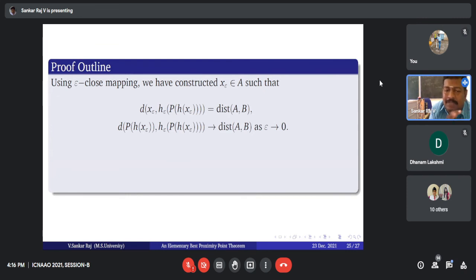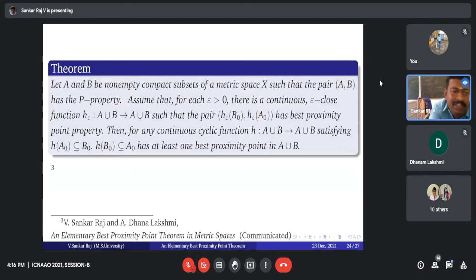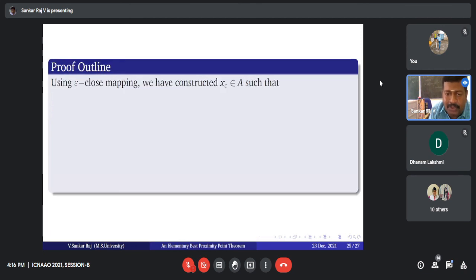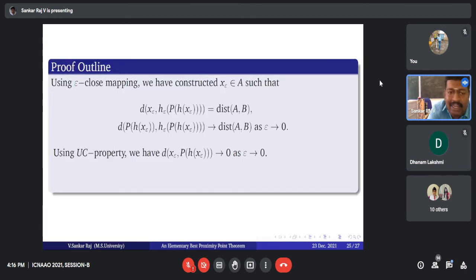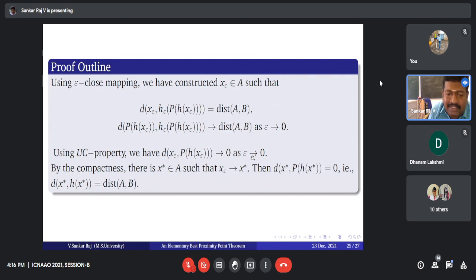Here we can use the UC property, because the space already has the P property, and we have shown that every compact subset having a P property will have a UC property. So using the UC property, these two sequences and this distance will converge to zero. Since X is compact, we can find an X star in A such that X epsilon converges to X star. I'm not getting into more detail in this theory; I'm just giving the outline of the proof technique.